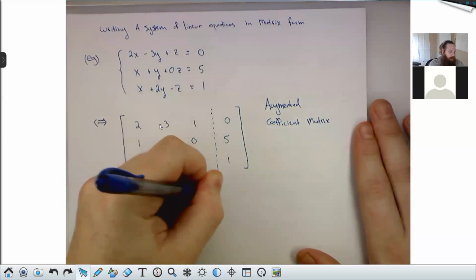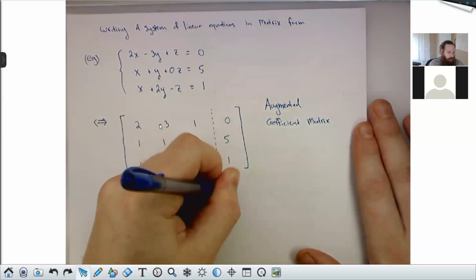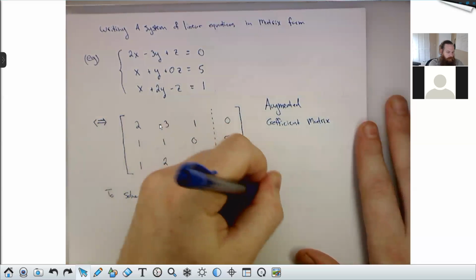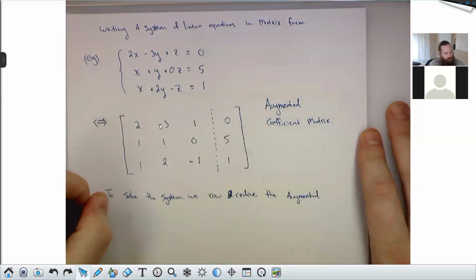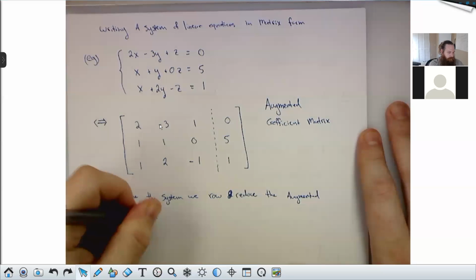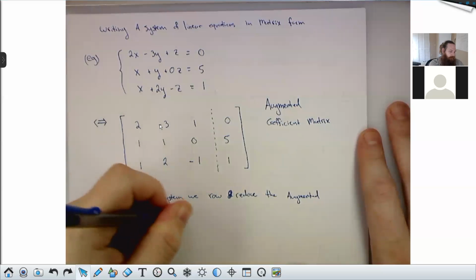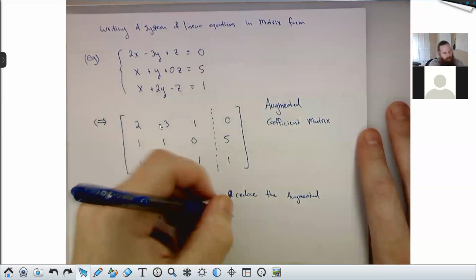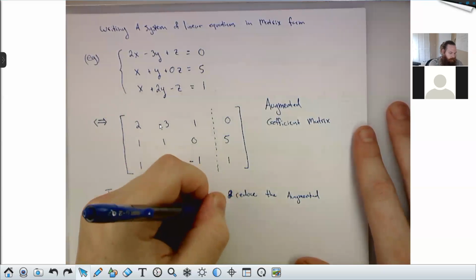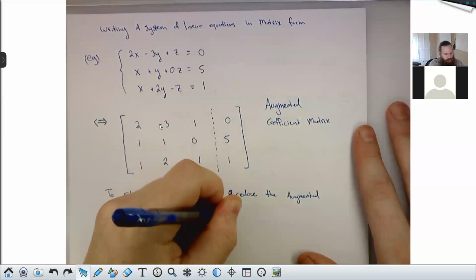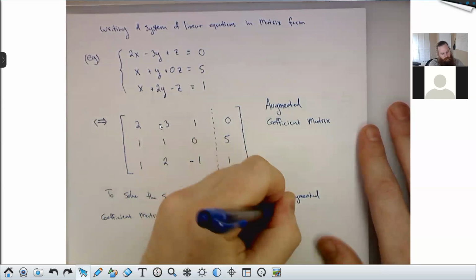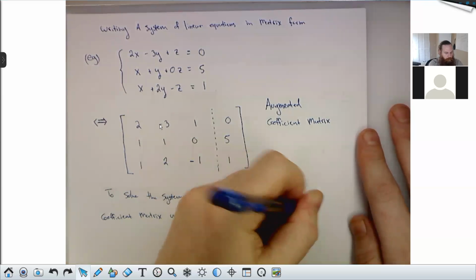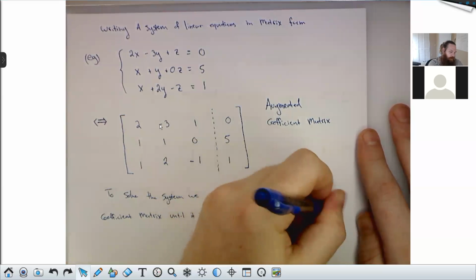we do what's called row reducing. We row reduce the augmented coefficient matrix until it is in what's called row echelon form. We'll just call it upper triangular form, or row. Your book calls it, this is the proper name, echelon form.